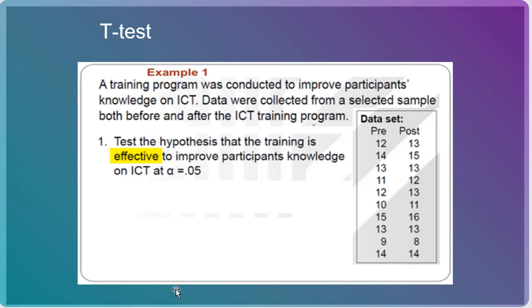Here's an example of a t-test. A training program was conducted to improve participants' knowledge of ICT. Data were collected from a selected sample both before and after the ICT training program. Before the training program, they conducted a pre-test. So this is the data for the pre-test. And after the training program, they conducted a post-test. The researchers want to test the hypothesis that the training is effective in improving participants' knowledge of ICT at alpha level 0.05.